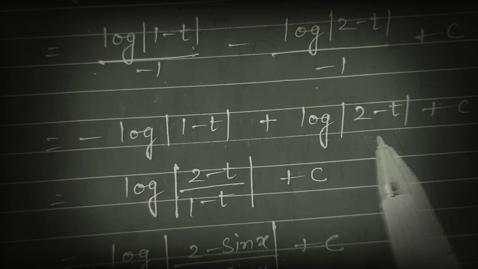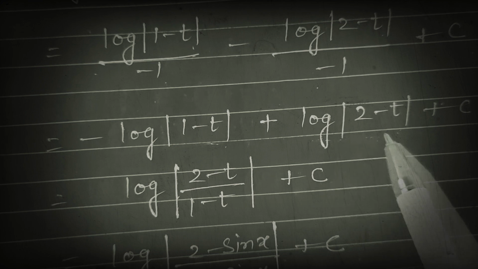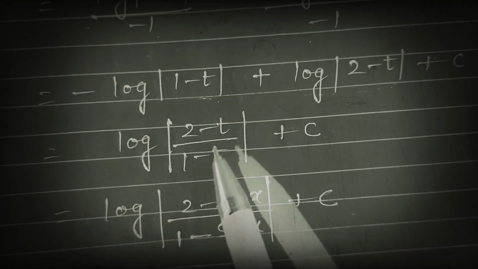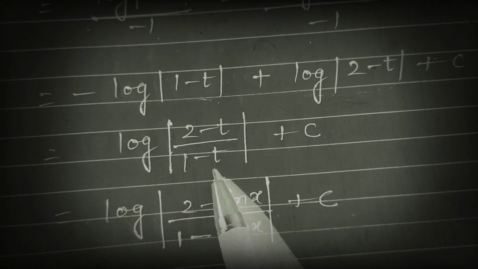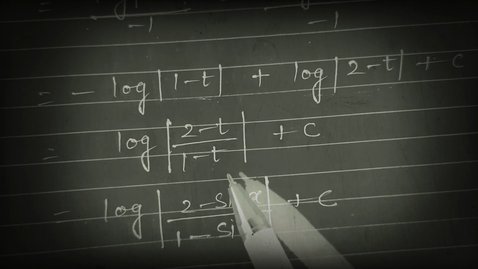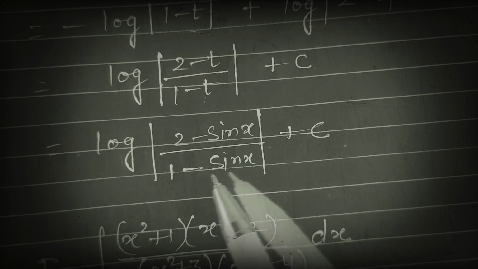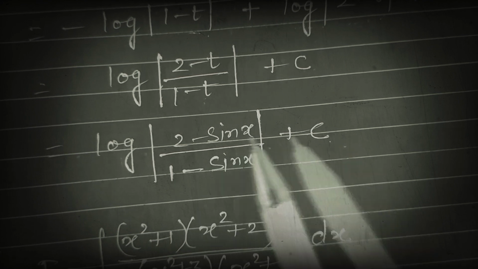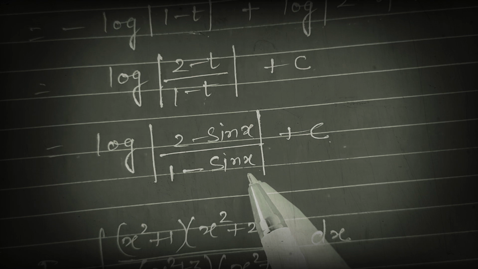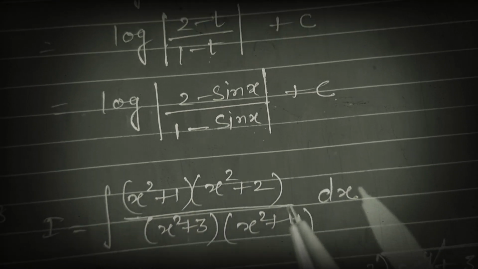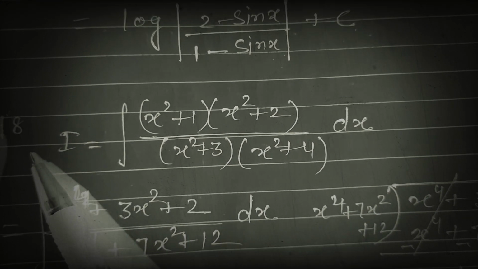It is log m minus log n. We can write it as log m upon n. Then we will put the value of sin x in numerator and denominator. So it is log of 2 minus sin x upon 1 minus sin x plus c. Now clear? Come to question number 18.